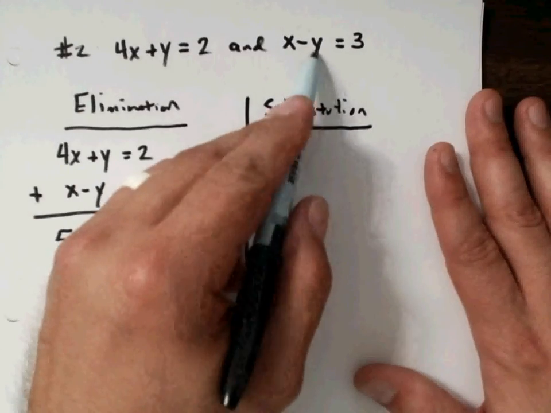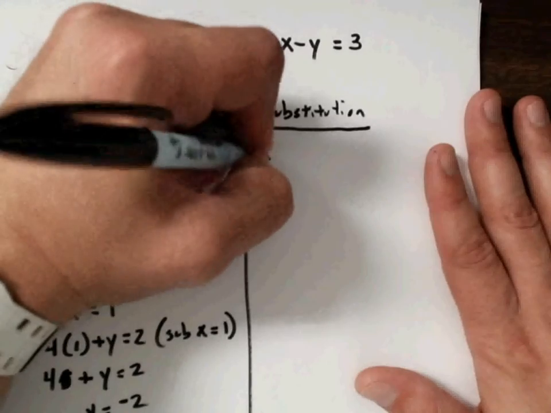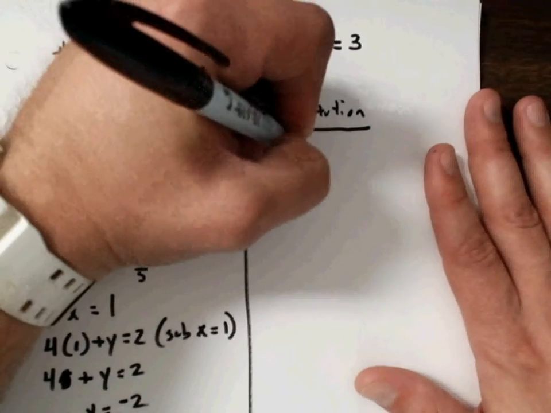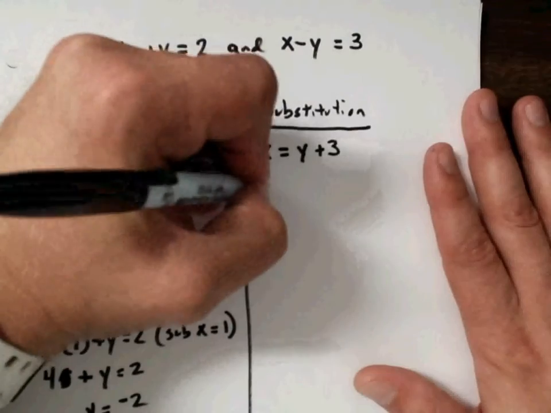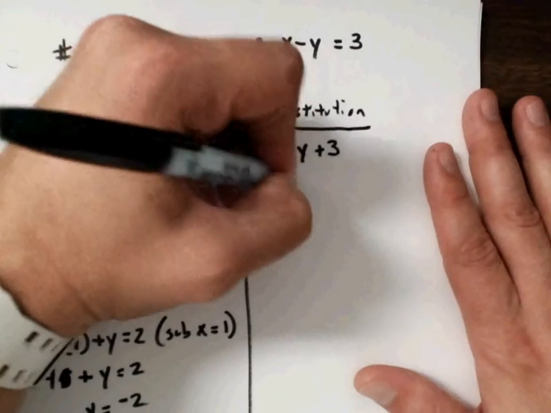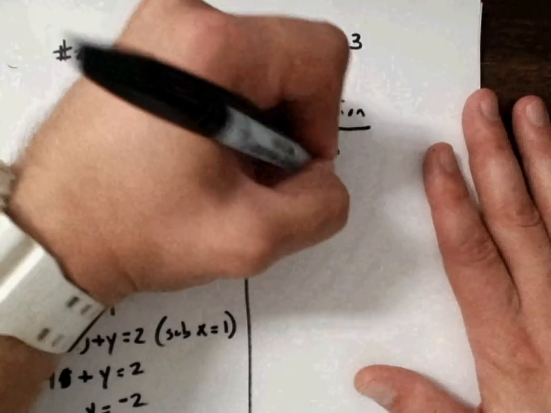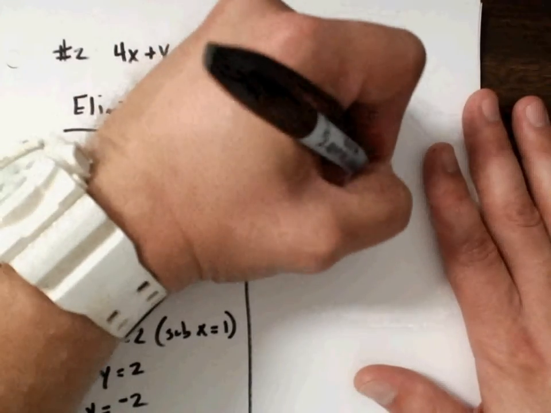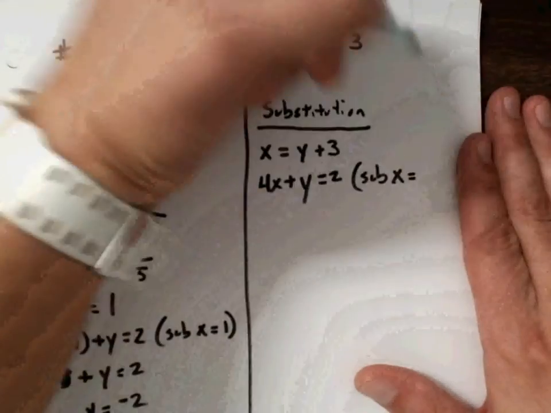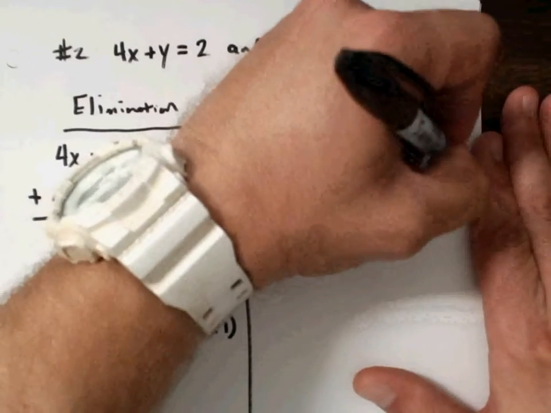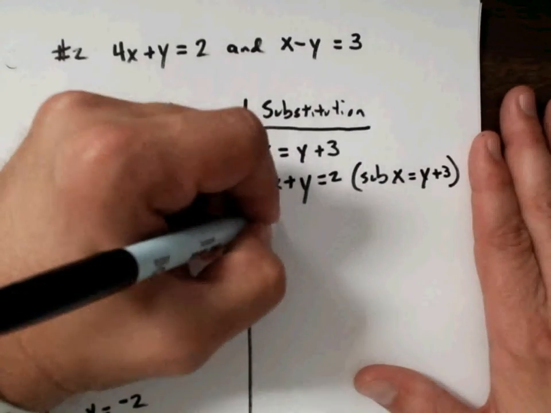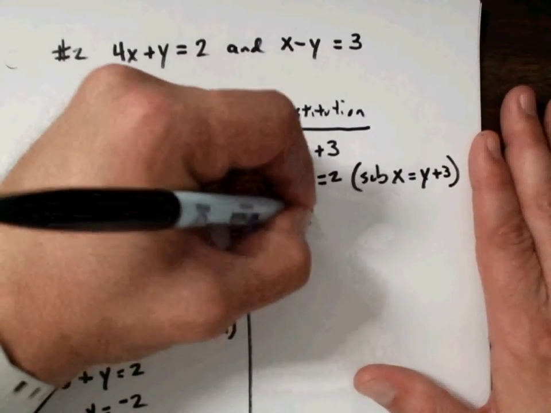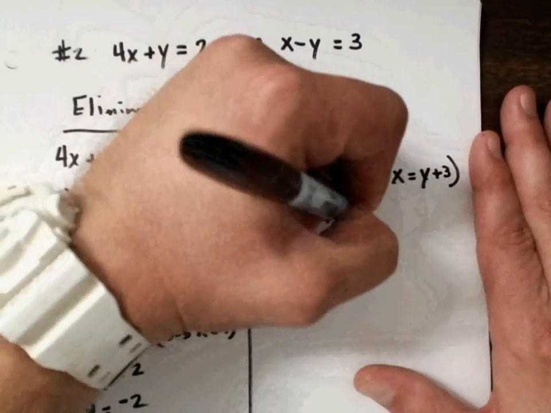So what I can do is I'm going to move this x over or this y over. All right, let's move this y over. And so I'm going to use this equation, and I'm going to substitute it in to this equation. Okay? And so therefore, this is going to become 4y plus 3 plus y equals 2.